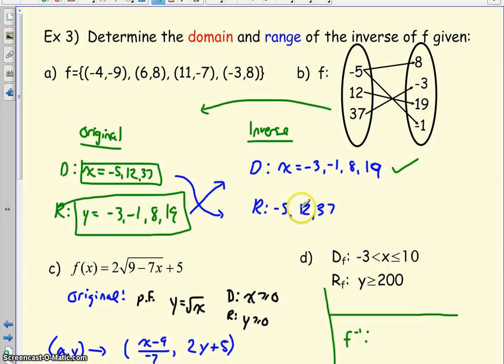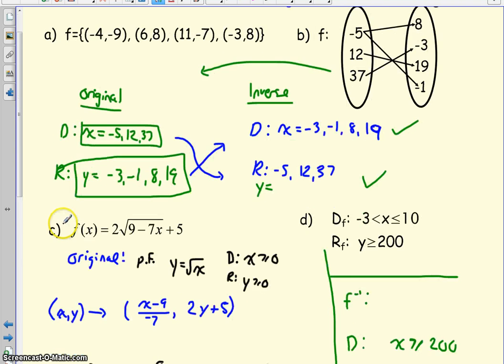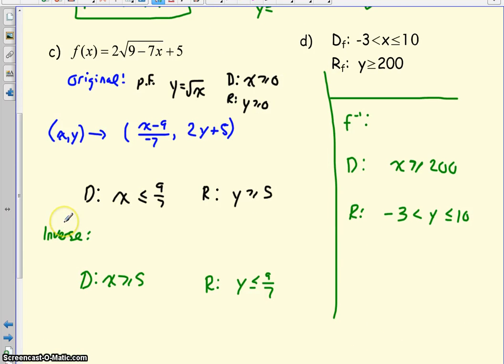And for the range of my inverse, I look at the domain of the original. So I have y equals negative 5, 12, and 37. Okay, C takes a little bit longer to do because it takes some work to get the original domain and range. So this is what we did last lesson. So, a bit of a test of whether or not you did your homework.